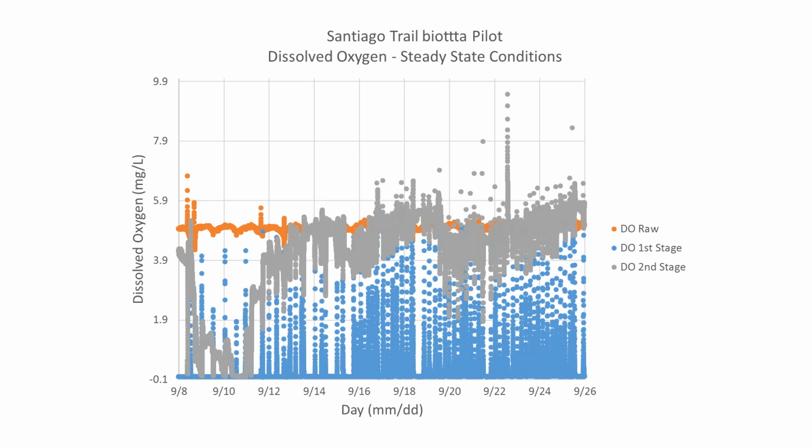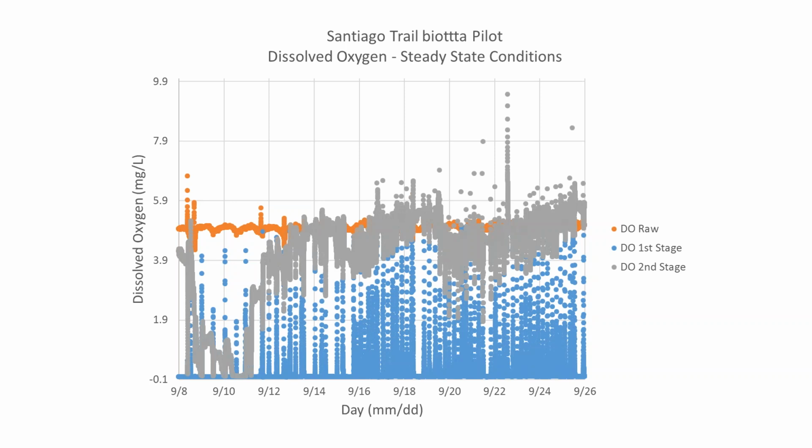But what you're going to see is we're monitoring dissolved oxygen. And ultimately the goal is to try to get the second stage dissolved oxygen back very close to the first stage dissolved oxygen, so your water is almost the same quality from the raw well water as it is after the treatment.